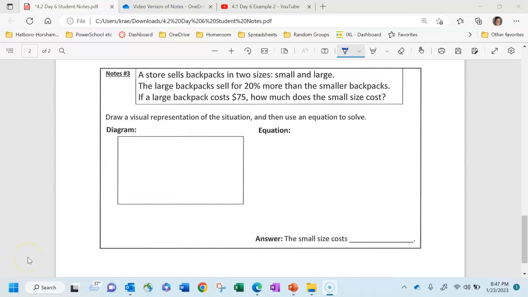Example 3 says a store sells backpacks in two sizes, small and large. The large backpacks sell for 20% more than the smaller backpacks. If a large backpack costs $75, how much does the small size cost? All right, so in this example, the large backpack that costs $75 is 20% more than the small backpack.